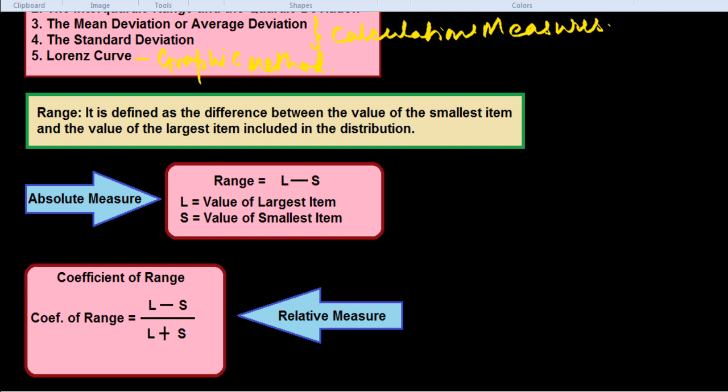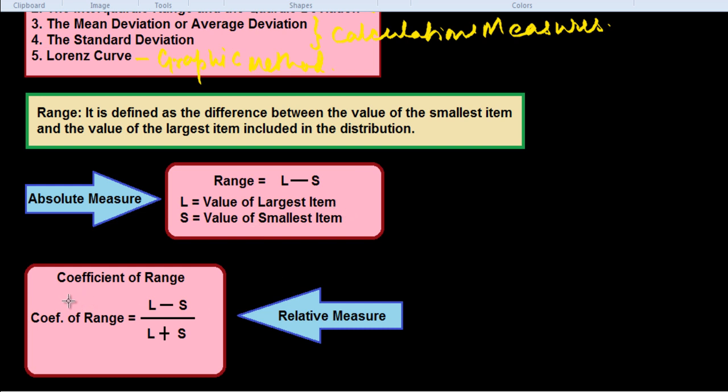So the coefficient of range is L minus S over L plus S. The units will eliminate each other. Okay, so here we see about the range. First I define the range. It is defined as the difference between the value of the smallest item and the value of the largest item included in the distribution. So it is an absolute measure. The range is equal to L minus S, where L is the value of the largest item and S is the value of the smallest item.